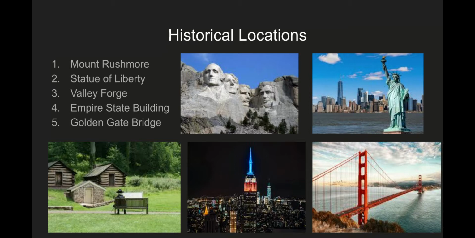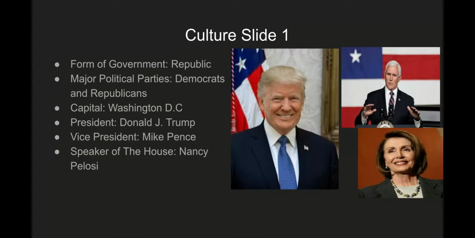Okay. So number one, I put down Mount Rushmore. Number two, I put down the Statue of Liberty. Number three, Valley Forge. Number four, Empire State Building in New York City. And then number five, the Golden Gate Bridge. Okay. So you should do your PowerPoint slide exactly like this and include at least three. You can do more if you would like. All right. So done with the historiography.